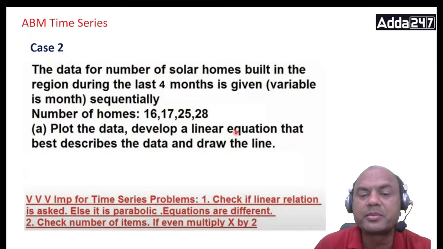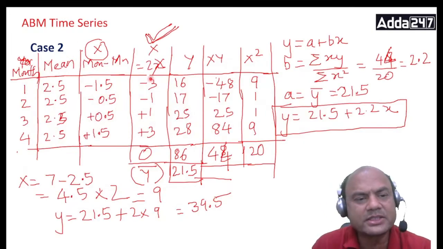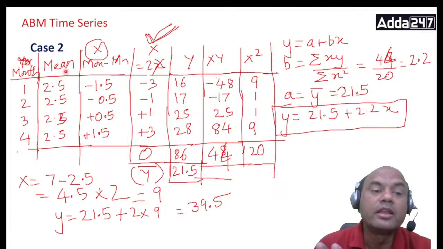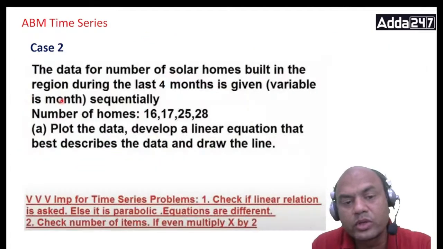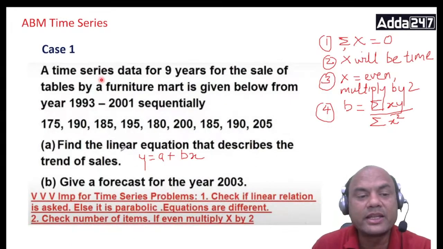Develop the linear equation that describes the data and draw the line. So do this. Again, the same sequence doesn't change. See this, 4 months, write the 4 months. Now see, look at this. Do you know the months? Year. In the earlier problem you had the year, 97, 96, all these things. Okay, here you don't have anything.